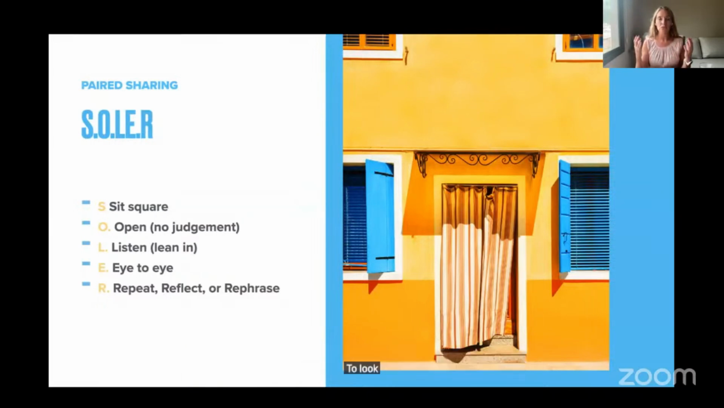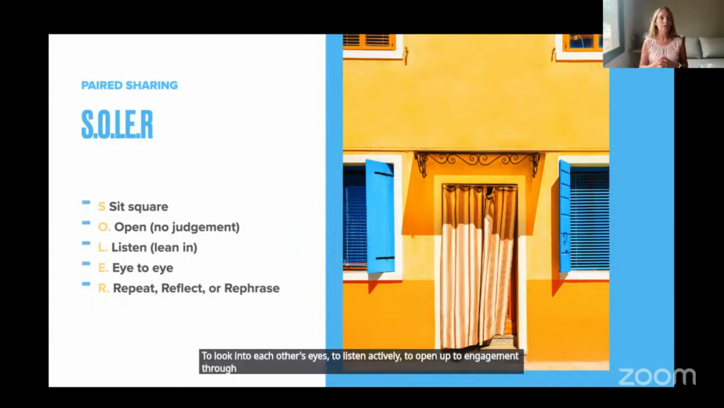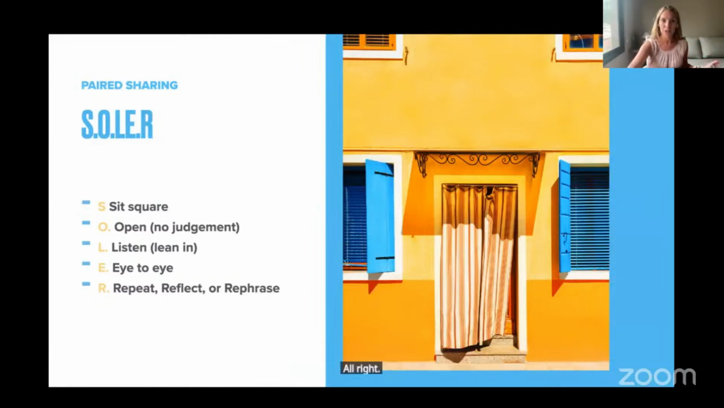And if we do the SOLAR, we would have a great model for our students to look into each other's eyes, to listen actively, to open up to engagement through diversity, through embracing differences and understanding that you do not necessarily need to agree, but you can always learn something new from another person. All right, this is the SOLAR model.